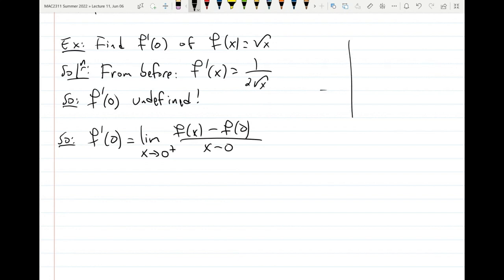Because remember, we're analyzing the square root function. Here it is, as a square root function. So there is no function to the left of 0.